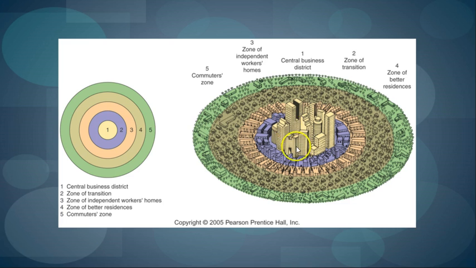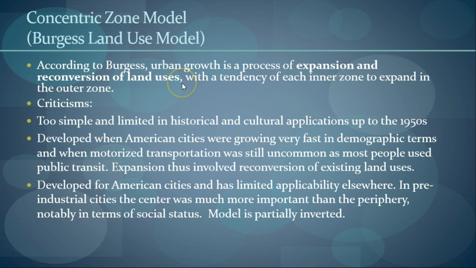But basically, you get a central business district, you get a zone of transition, okay, and that's going to be immediately adjacent, and this is where you have industries, right? Sorry, you have industrial activities, right? Your transportation stuff, that's going to go on there. And then you're going to move into your zone of independent workers. And this is, of course, where you're going to have workers living. And then you're going to move out and you get better residences. And then outside of that is going to be the commuter zone, okay?